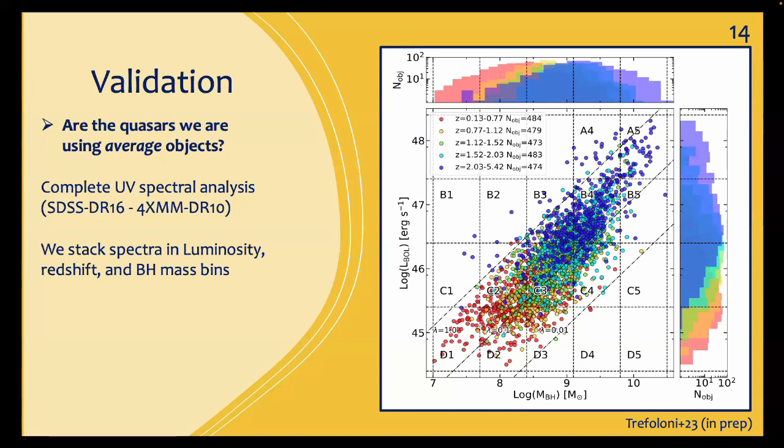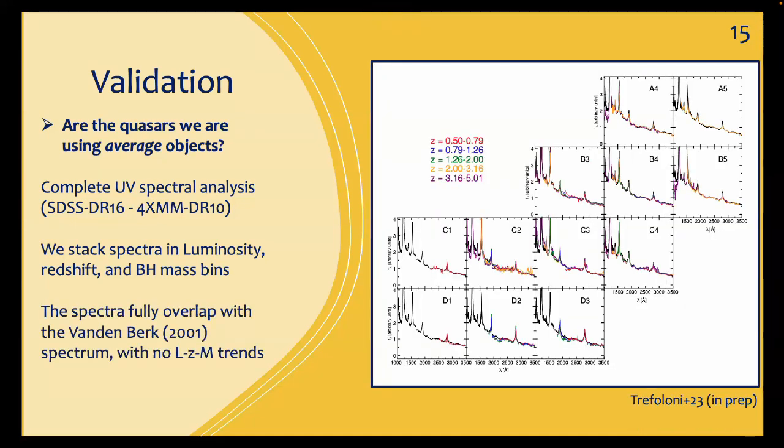And then we did the stacked UV spectra for each one of these. And you see here the black line, which is behind everything, is the Vandenberg spectrum, which is the average spectrum for a normal quasar. And our stacked objects never shift from that, regardless of the redshift, the luminosity, or the black hole mass.